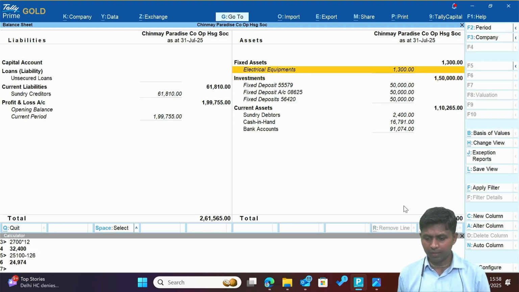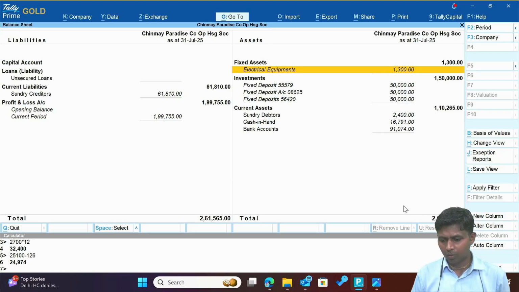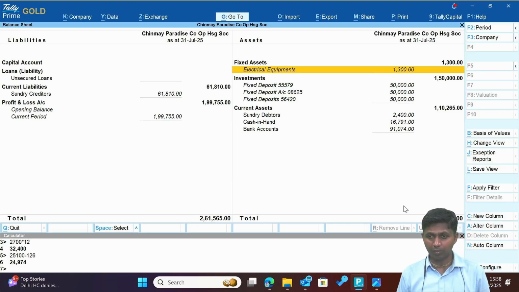In the balance sheet, you will find electrical equipment. If you want to finalize the account, then you can provide for depreciation on electrical equipment, or otherwise, if you don't want to finalize, you want to just give the report about the quarterly closing or 4 monthly closing, then you keep it as it is. Otherwise, to audit it or to hand over the society to someone, that time you must provide the depreciation on fixed assets.